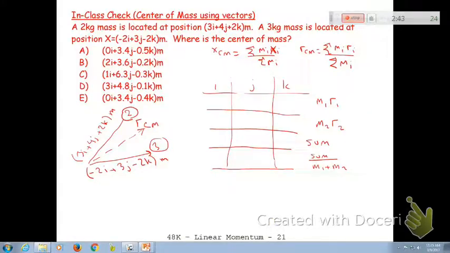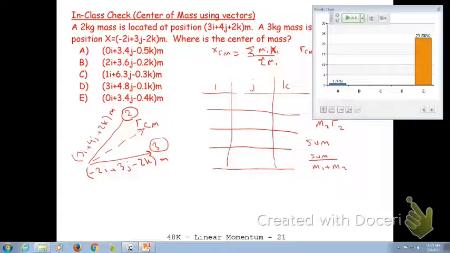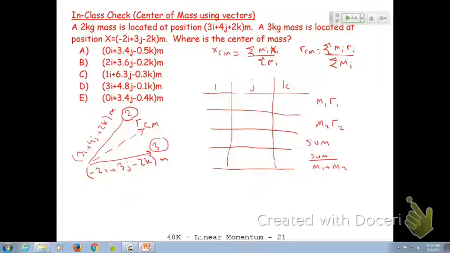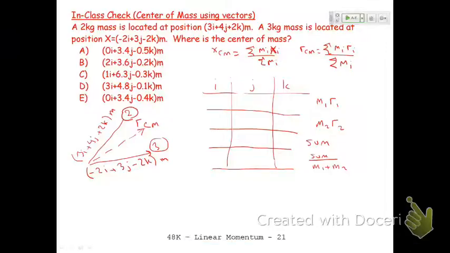Okay, we're back. And if we look at this, what did people say? Mainly E. Let's just check that out. So I have m1 times r1. That's going to be 6, that's going to be 8. And the next is going to be 3 times that, minus 6, 9, and minus 6. Add them together: 0.